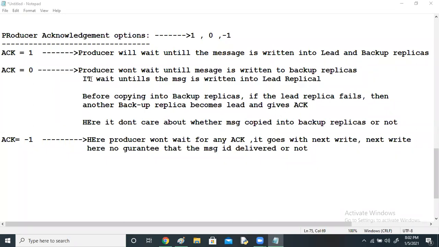So zero can be applied for what? For non-sensitive data, like social media tweets, web blogs. For this type of data we can use zero or -1, because even if some messages are missed, our analysis can still be performed over the data. But for commercial data, we go for option 1.